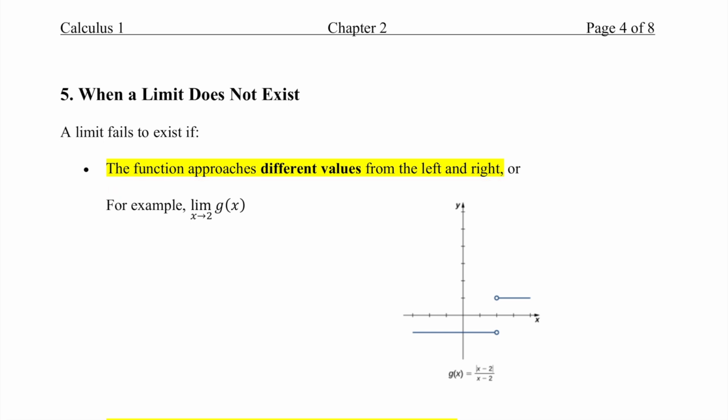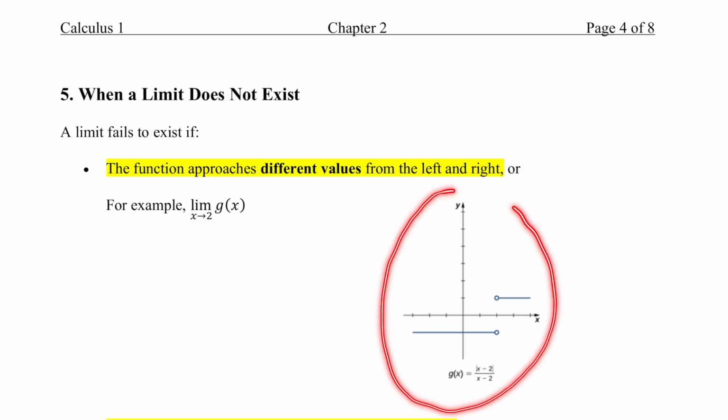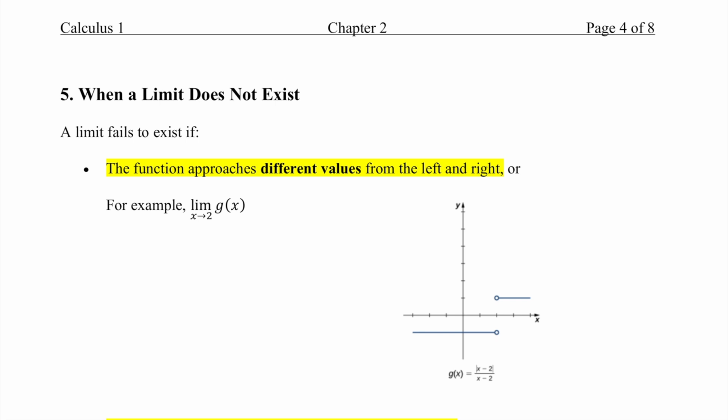Let's look at the example. We are finding the limit of g of x as x approaches 2. Look carefully at the graph. As x approaches 2 from the left, the graph approaches one y value. But as x approaches 2 from the right, the graph approaches a different y value.